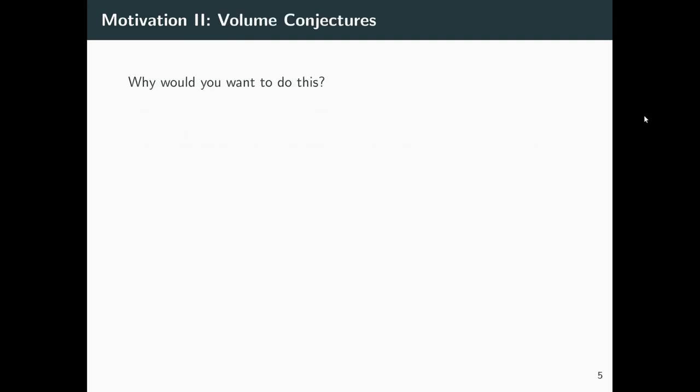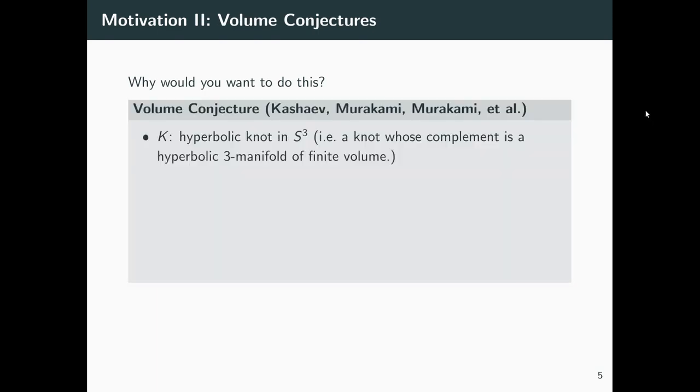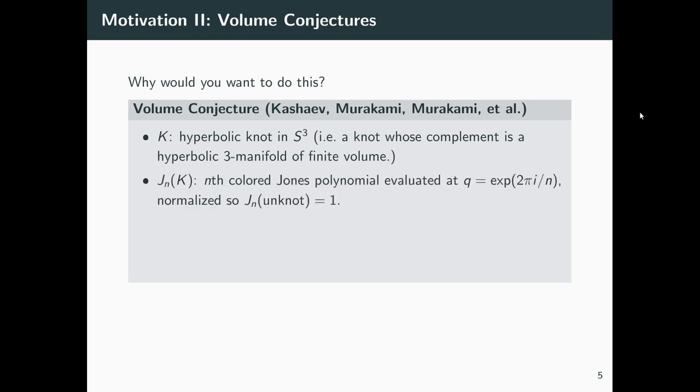Okay, here's another motivation, which is really a subset of that, but an important subset. There's something called the volume conjecture due to Kashaev, also Murakami, and many others. If you have K, a hyperbolic knot in S3, by which I mean its complement is a hyperbolic 3-manifold of finite volume, and Jn of K is the nth colored Jones polynomial evaluated at a root of unity. You also need to normalize it differently, so you use a slightly non-standard normalization where the value of all these on the unknot is 1. These are a sequence of quantum invariants. Because you're evaluating at a root of unity, they're complex numbers.